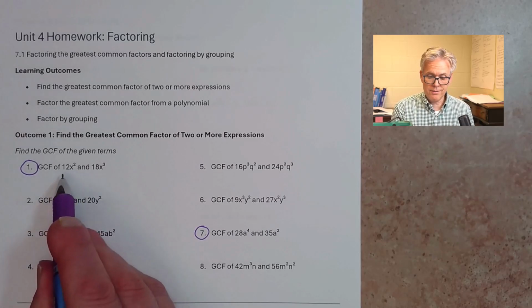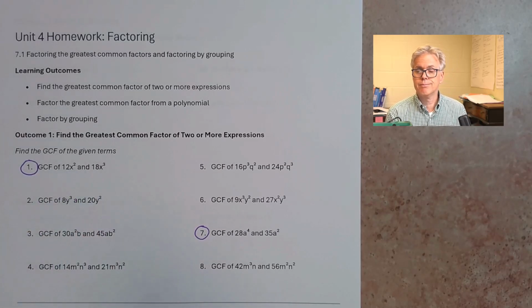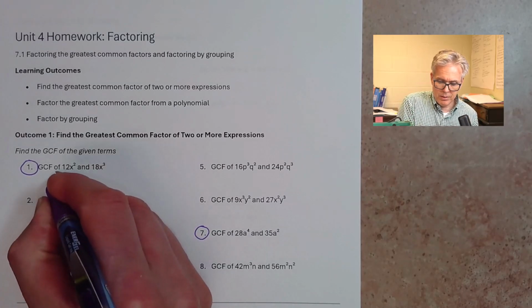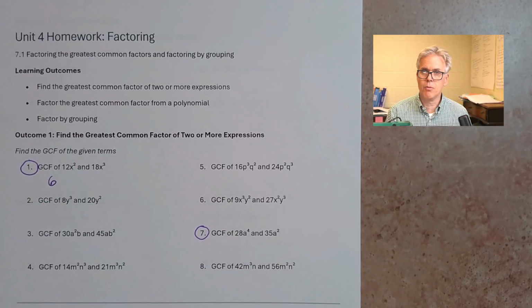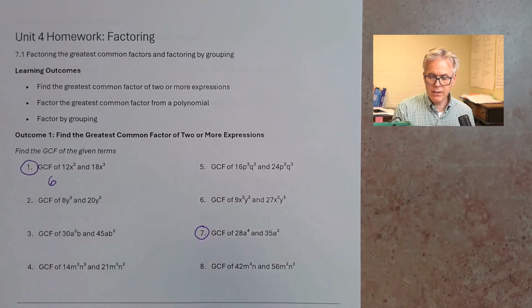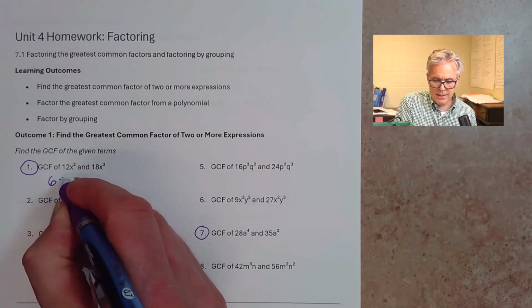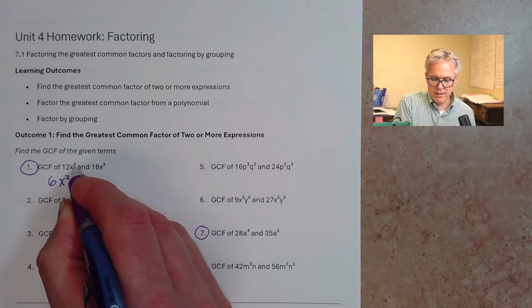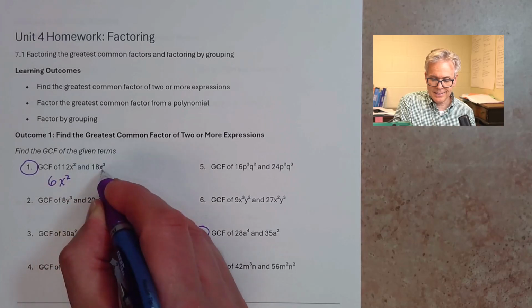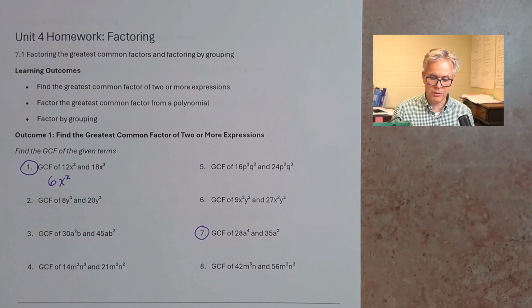Anything bigger than 2 that divides evenly into 12 and 18? Well, 6 does. So I can pull out a 6. So 6 is definitely going to be one of our greatest common factors. Now look at the variable term, x squared. I can't pull out anything bigger than the smallest one of these, right? So that's got xx. This one's got xxx. So I can pull out 2 of those. So 6x squared would be the GCF.